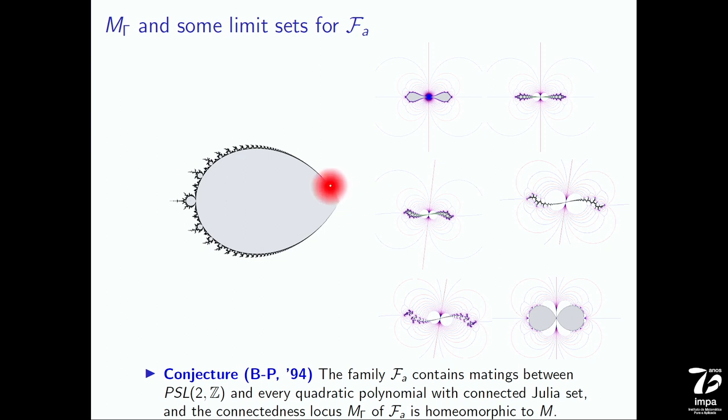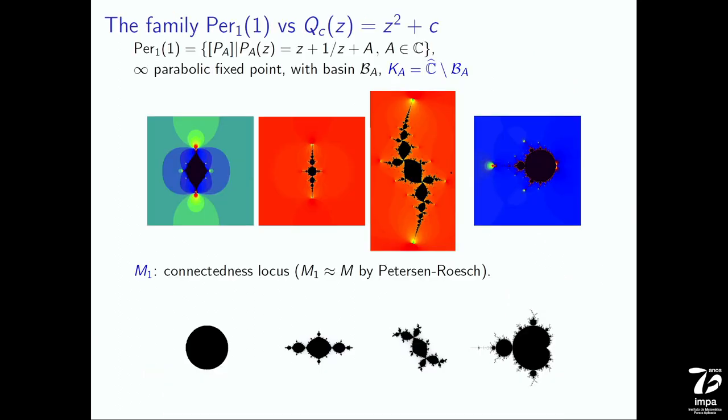And these are pictures of several limit sets for this family, for different parameters A. And this is the connectedness locus for this family, the set of parameters A for which the limit set is connected. And when they saw the pictures, they conjectured that this family contains a mating between the modular group and every quadratic polynomial. And that the modular Mandelbrot set, this guy, is homeomorphic to the Mandelbrot set.